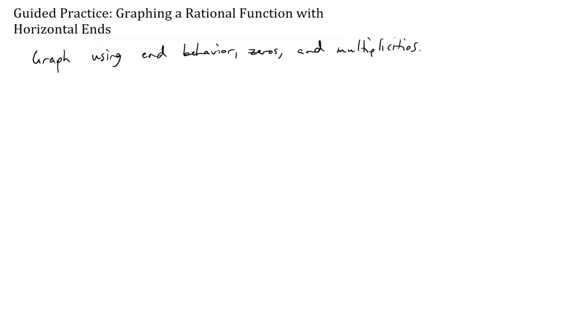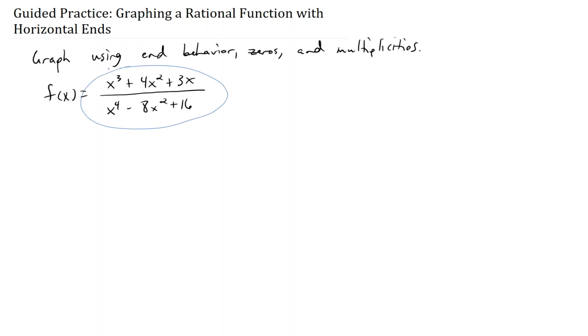The function we'll be graphing is f of x equals x cubed plus 4x squared plus 3x all over x to the fourth minus 8x squared plus 16. Okay? And so to get started, what you should try to do is see if there's any use in this version of the function. And in fact there is.